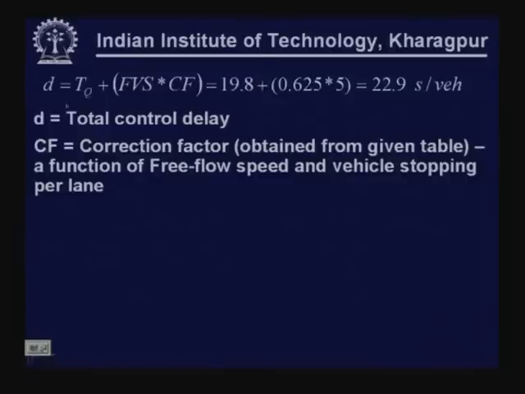Now, with this we calculate the total control delay, which is TQ, the earlier delay, plus a correction factor component to account for the acceleration deceleration part indirectly. Here, FVS, the fraction of vehicles stopping, is multiplied by CF. CF is a correction factor which may be obtained from the given table in HCM, which is a function of basically free flow speed and vehicles stopping per lane as we calculated earlier. So, with that you can take the value of CF, multiply it with FVS and get this total control delay. That way the control delay can be calculated.